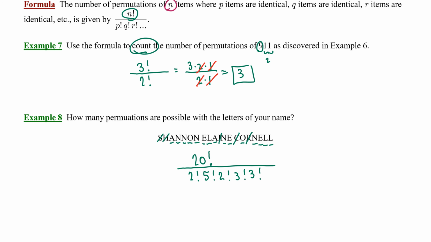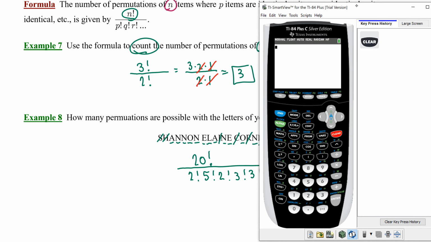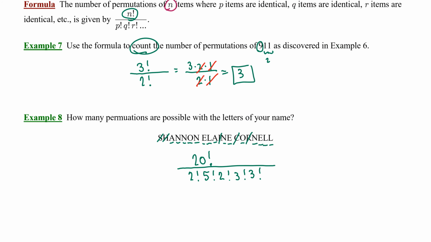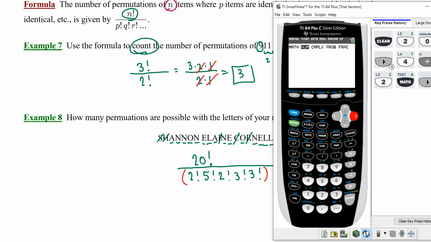Now I have to be very careful when I plug this into my calculator. I want to make sure that the calculator does the correct order of operations. So that means I'm going to need to put this operation in the denominator in a set of parentheses. So when I evaluate this, I'm going to have 20 factorial on the top. Remember, factorial is option number 4. Then I'm going to divide by, and keep this entire denominator in a set of parentheses.